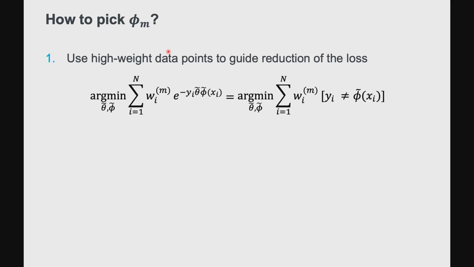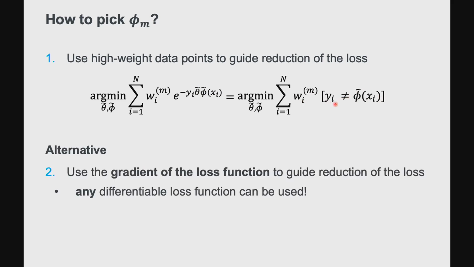So there's always the question how to pick these base functions. We have here with gradient boosting the same idea, that we use the highly weighted data points to guide the reduction of the loss. So we are really interested in these data points with the high weights, and then we look for the correct weighting of the correct base functions. And we saw that this can be rewritten as the weights times the incorrect classifications.